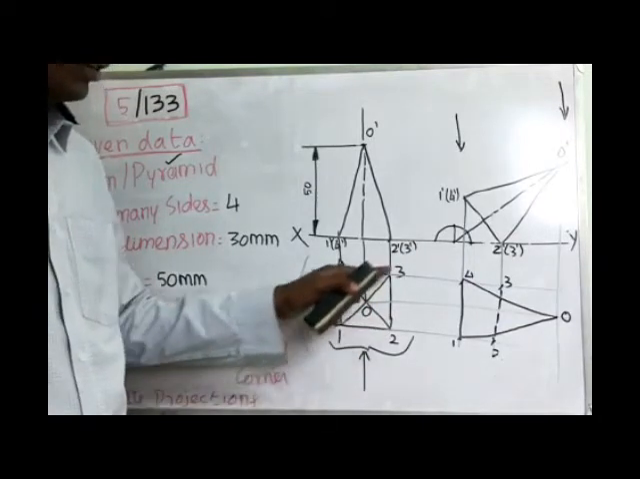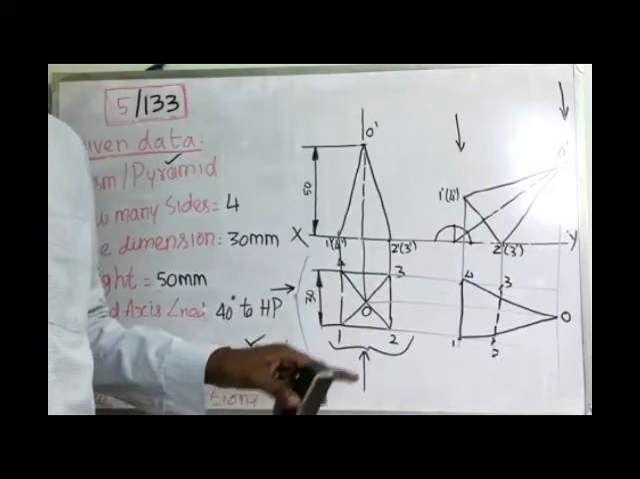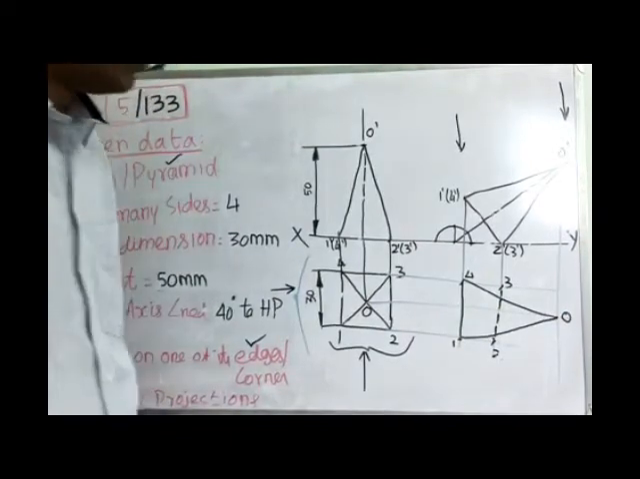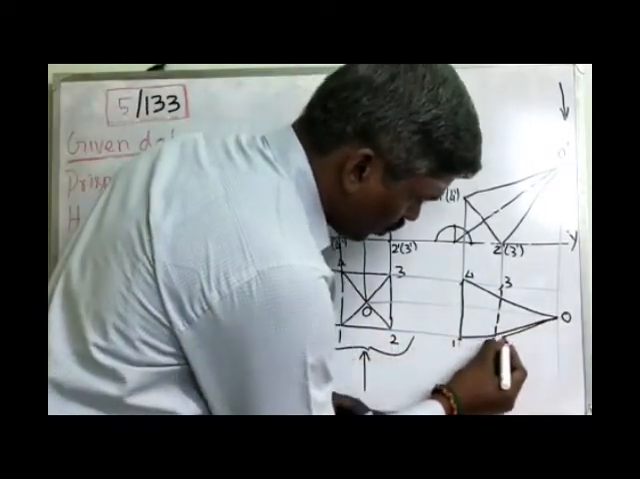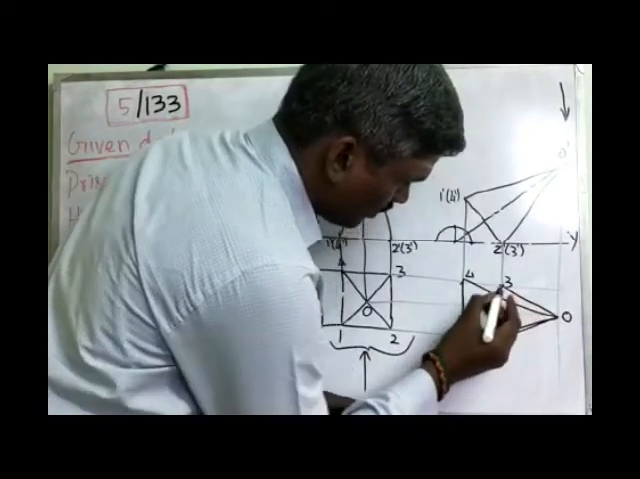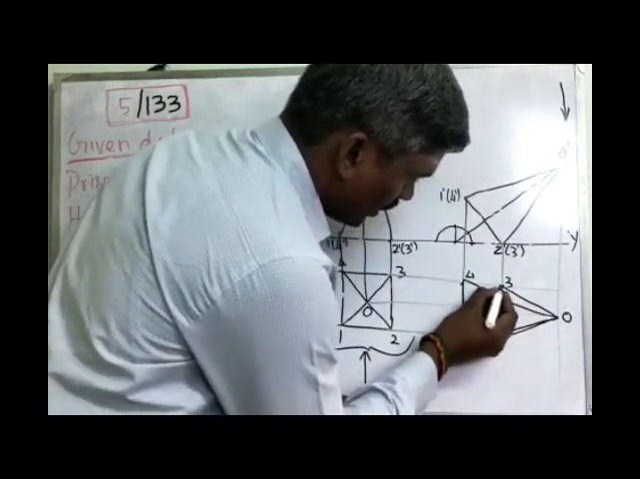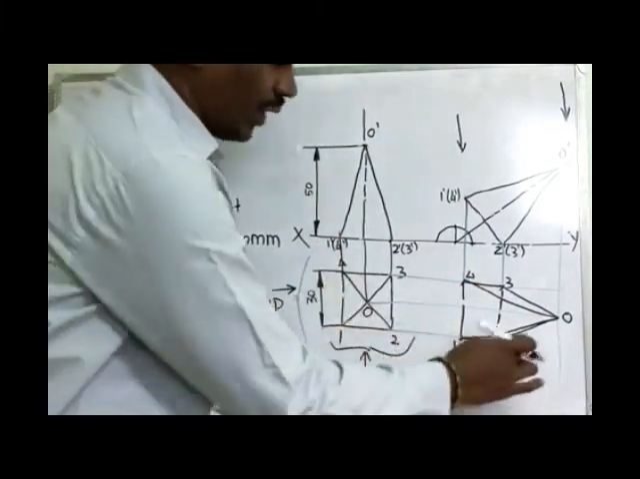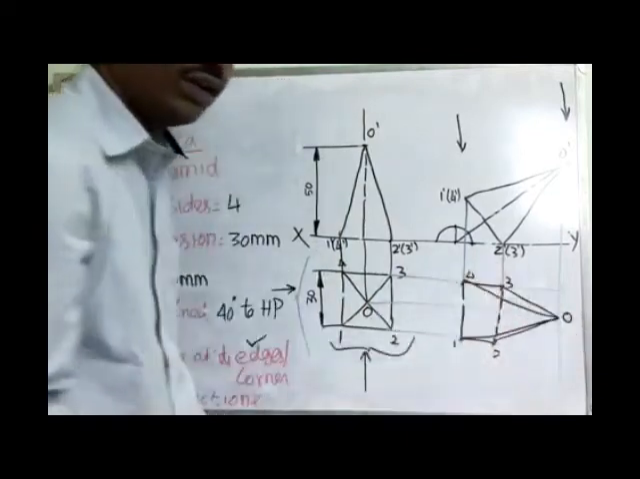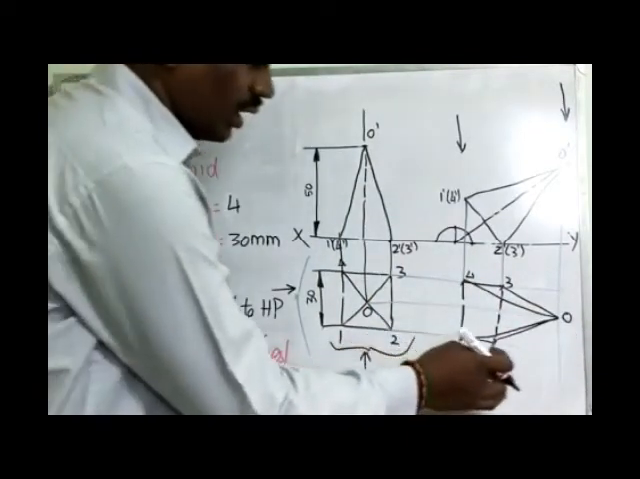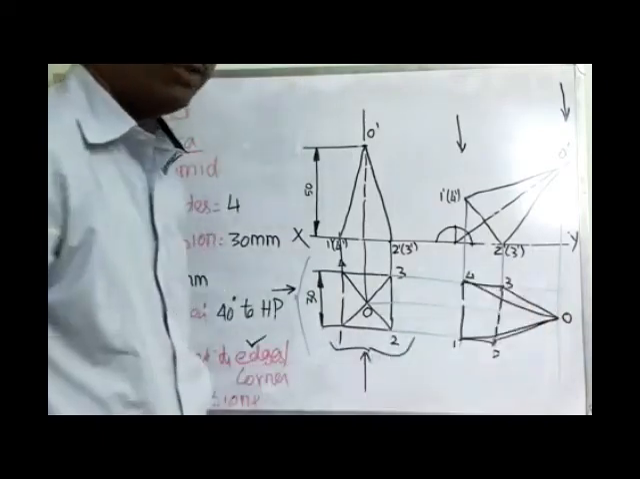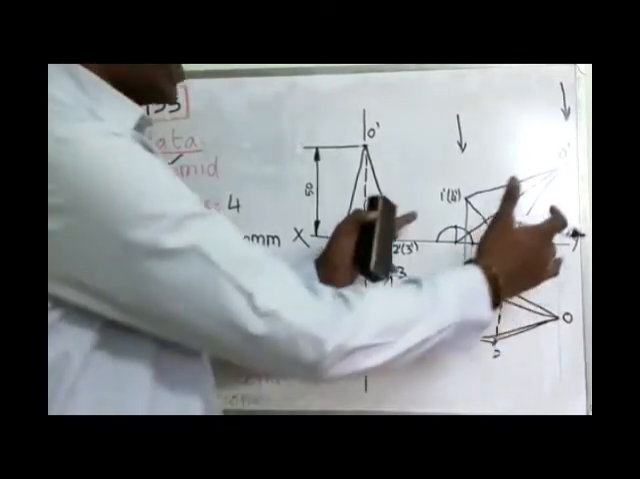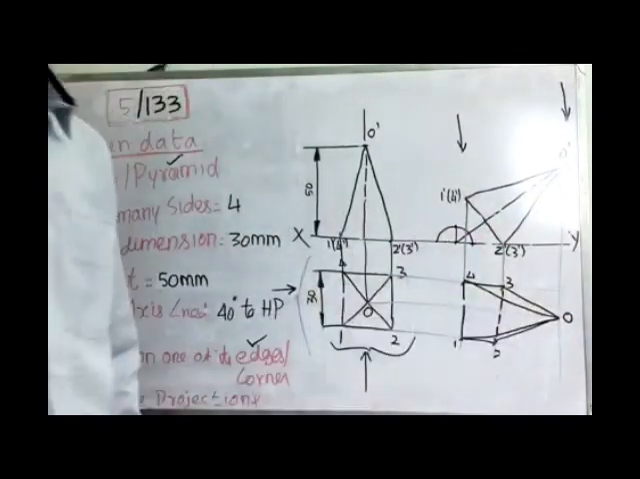O to 2 and O to 3 are invisible, but unfortunately the outermost points are all visible in the final projections. So O to 2 and O to 3, similarly 1 to 2 and 3 to 4. Generally in the projections, the outermost points are visible only. So you connect all the points by using an HB pencil. You complete it by using a continuous line. This is the final projection. This is a simple position. Thank you.